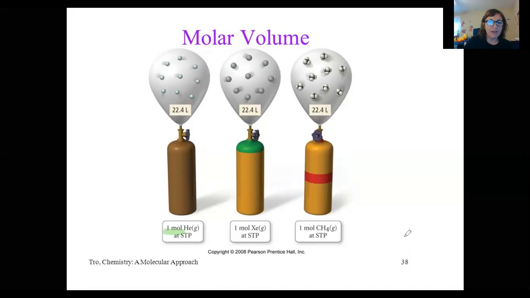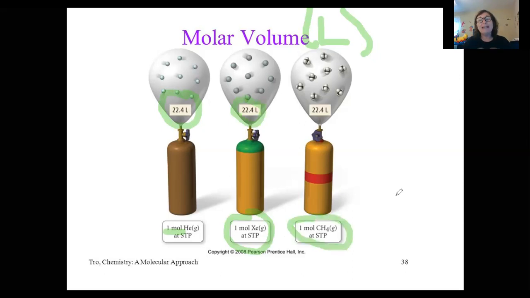1 mole of helium has a volume. We measure volume in liters. Volume is measured in liters. That's what we use, the capital L, okay? So 1 mole of helium will occupy 22.4 liters of space, no matter what. 1 mole of xenon, again, will equal 22.4 liters, no matter what. And 1 mole of methane at STP. This is at standard temperature and pressure. Now, if you change the pressure or temperature, things are going to change, but we're not going to do that in this discussion, okay? Everything will be at STP. It will always equal 22.4 liters, no matter what.